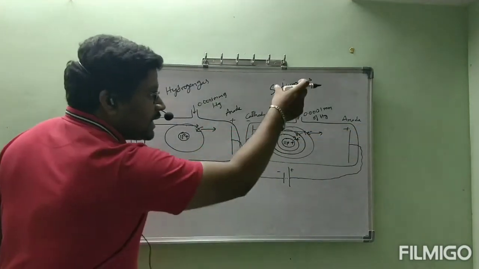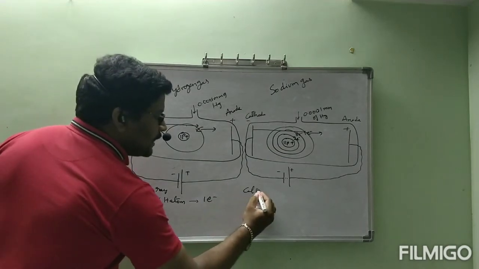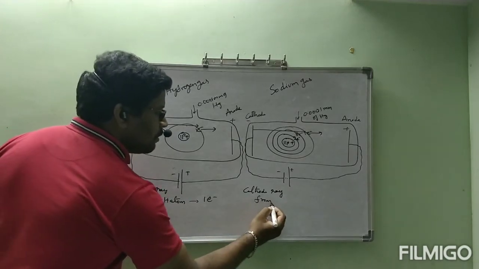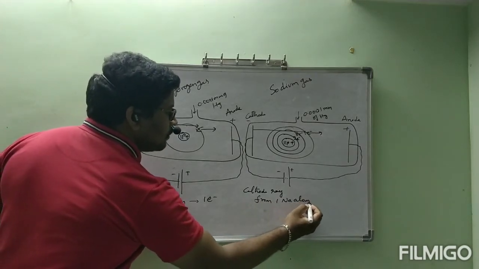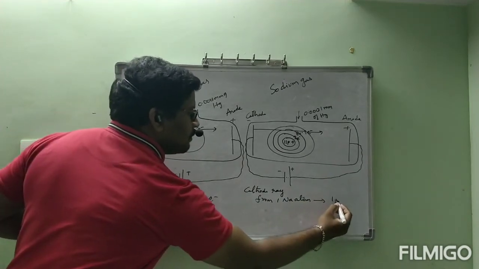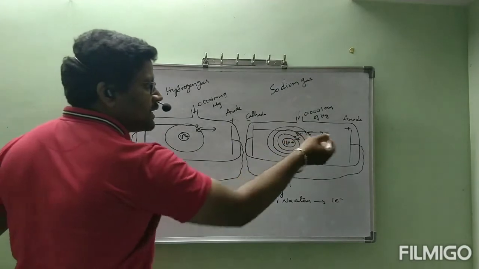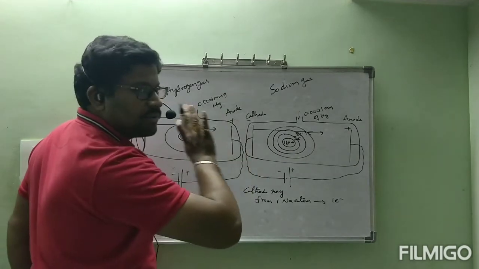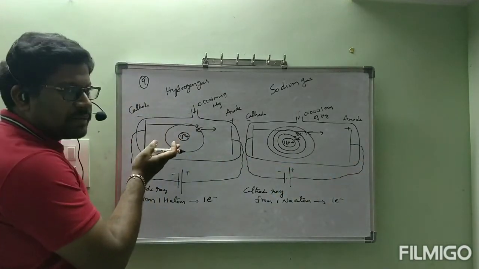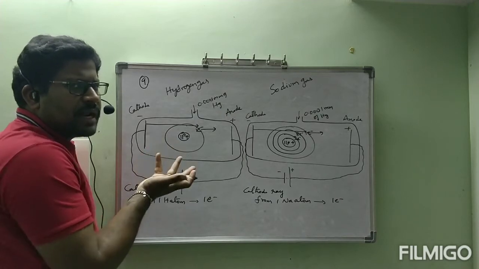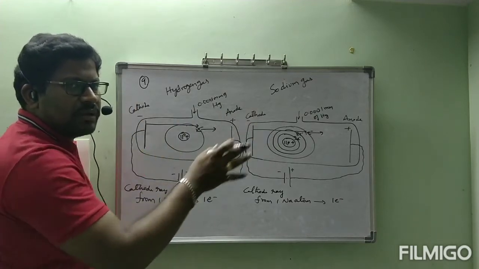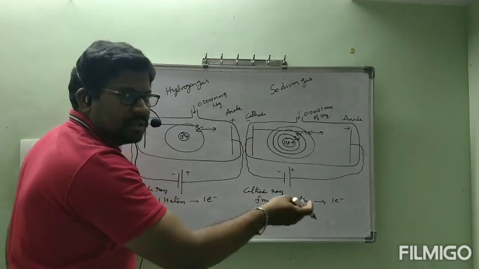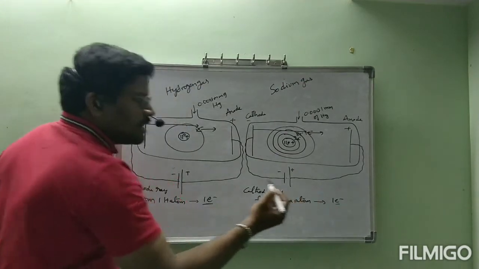Now, the point under sodium gas: cathode ray from one sodium atom contains one electron only. If 10 sodium atoms are there, we will get 10 electrons traveling from cathode to anode. Likewise, if 10 hydrogen atoms are there, 10 electrons will travel from cathode to anode. So whatever cathode ray you take, using hydrogen gas or sodium gas, contains electrons only.